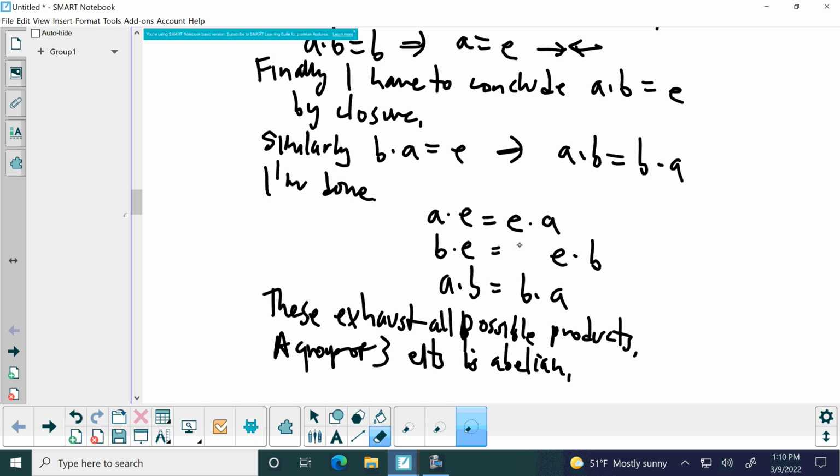Now I have to look at A times B and show that's B times A. So I have to go through A times B. Well, could it be A? No. If A times B is A, then that means that B is equal to E. If A times B is B, that means A is equal to E. I can't have that. These are all distinct elements, and there's a unique identity. So finally, I have to conclude that A times B is E. That's my only choice. And similarly, B times A is E. So now I have it; it's trivial.